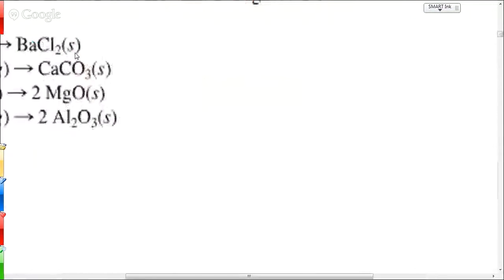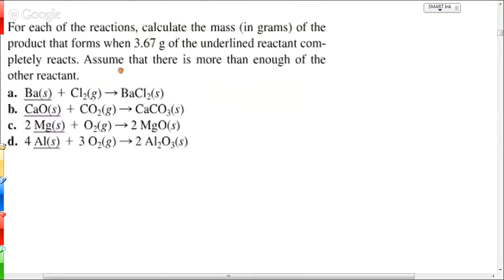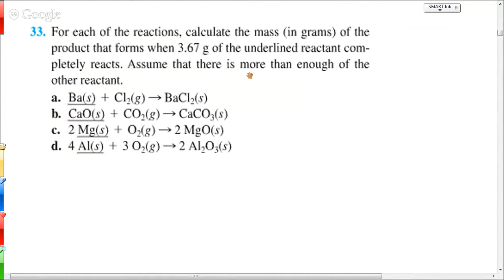Okay, let's start by reminding ourselves what we were doing last time. This is a problem from the book. For each of the reactions, calculate the mass of the product that forms when 3.67 grams of the underlined reactant completely reacts. These are already balanced equations, and we assume that there is more than enough of the other reactant. So we're assuming that the underlined one is the limiting reactant, and there's more than enough of the other one.